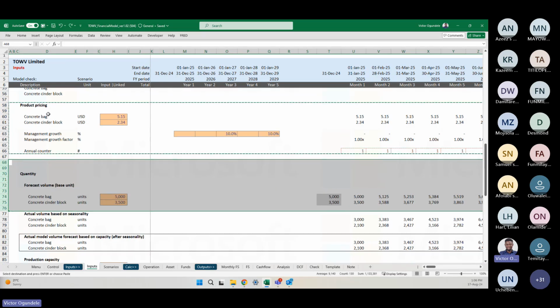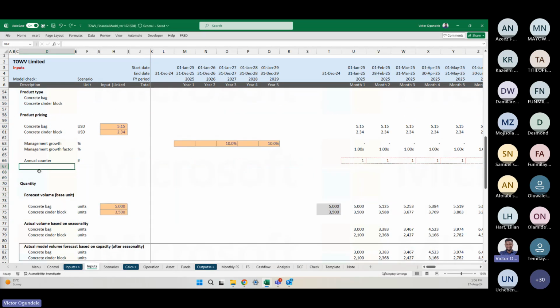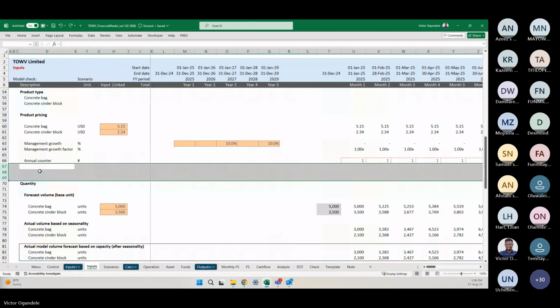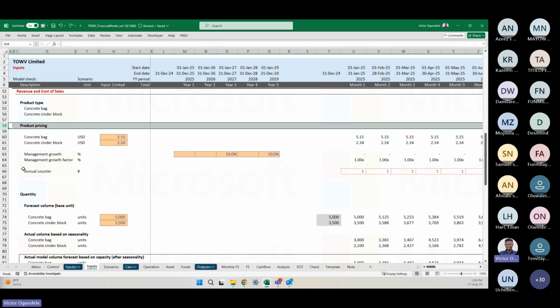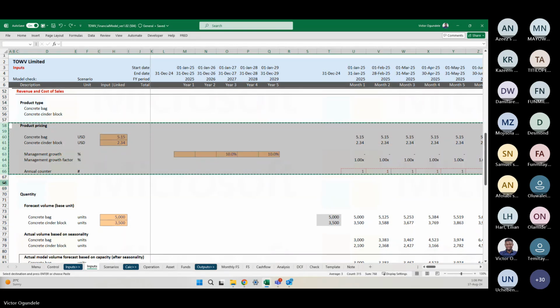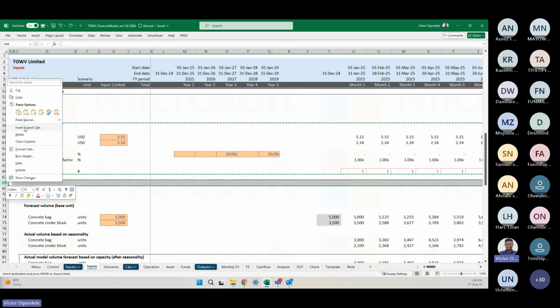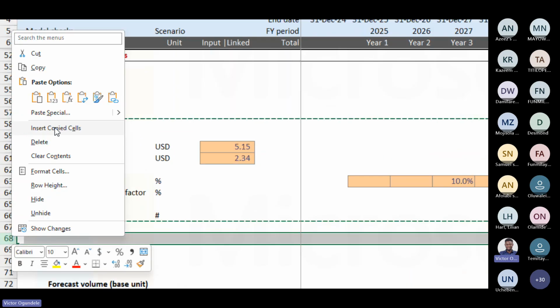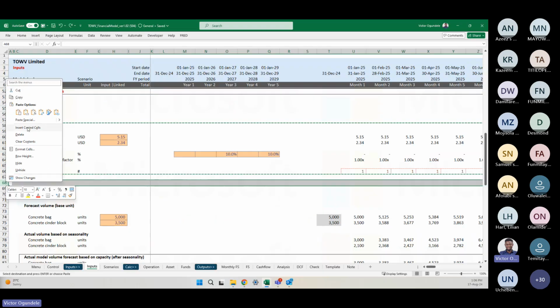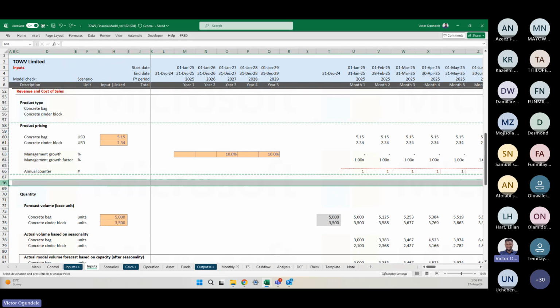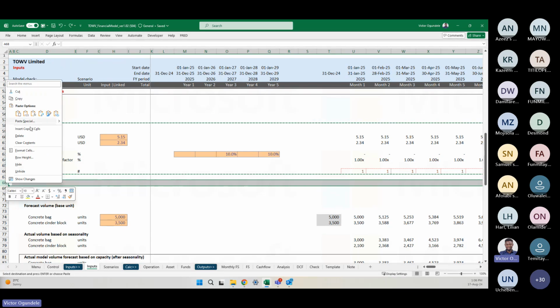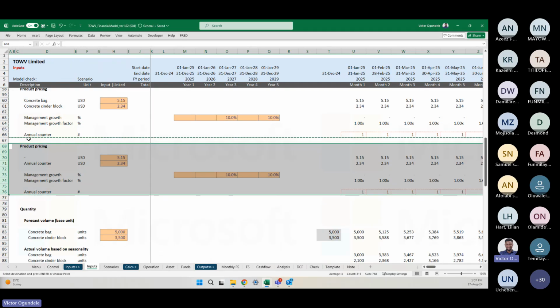So let me do that again. Insert 3. Make sure you have 3 rows between your annual counter and the quantity header. Now go to your product pricing. Select the product pricing from the header down to the annual counter. Copy. Make sure you leave 1 row after the annual counter. Click the entire row, right click and select insert cells. You can see the insert cells option when you right click on the row number 68. So insert copied cells, and you have everything here now.